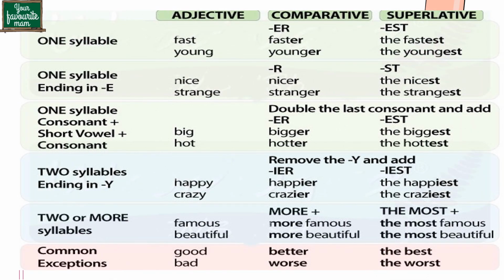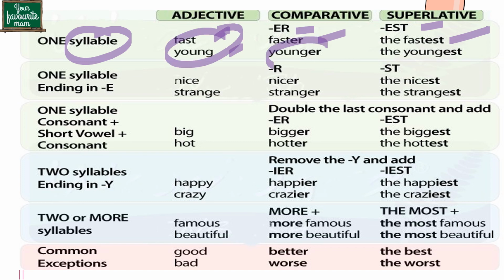We have almost come to the end of our video. But before that, let's do a quick recap of the degrees of adjectives. For one-syllable words like fast and young, for comparative, we add an er at the end, and for superlative, we add an est at the end. So fast becomes faster or the fastest, and young becomes younger or the youngest.